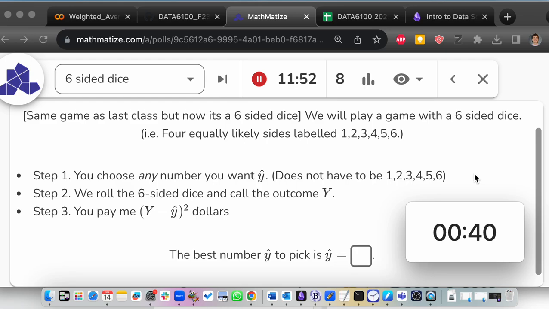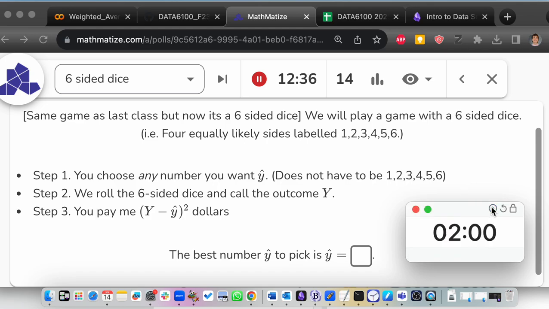Okay, 40 seconds left. So put together some kind of guess if you haven't yet. All right, 10 seconds left. So remember, you can do 5, 4, 3, 2, 1 if you really have no idea, but you can take an educated guess based on what we did the last time.